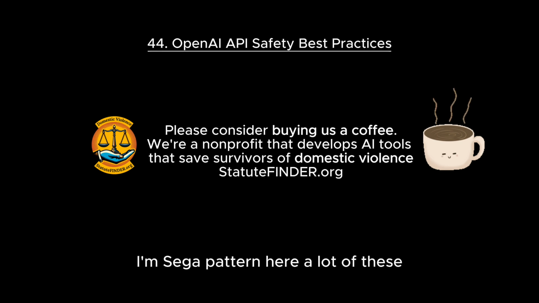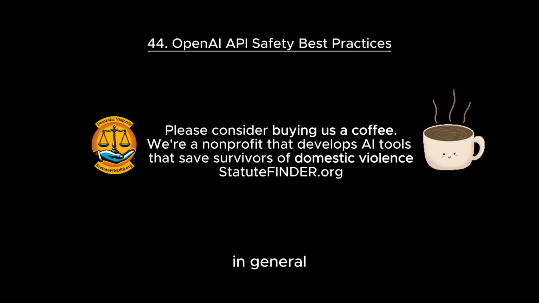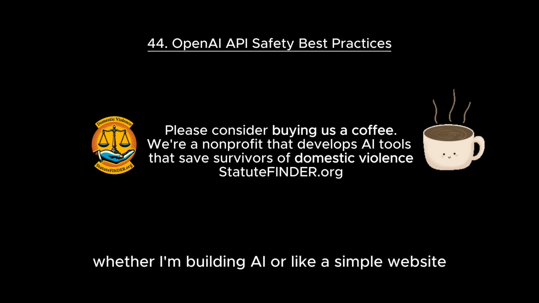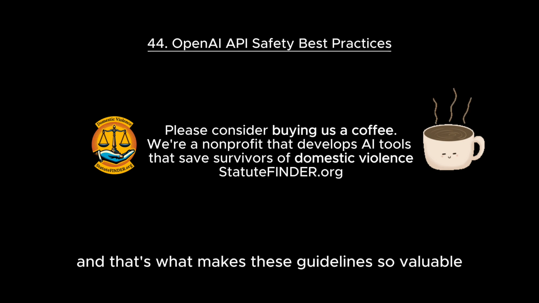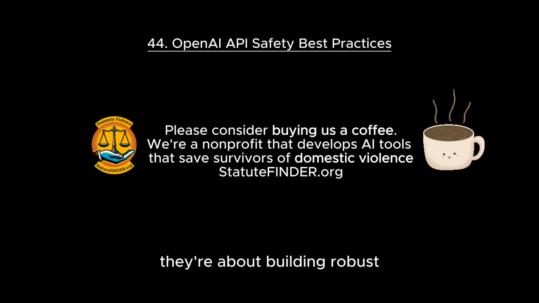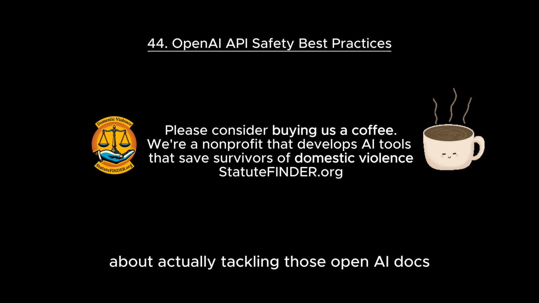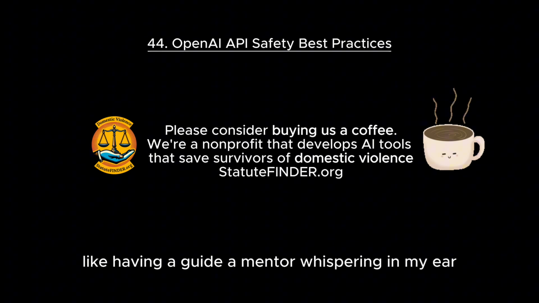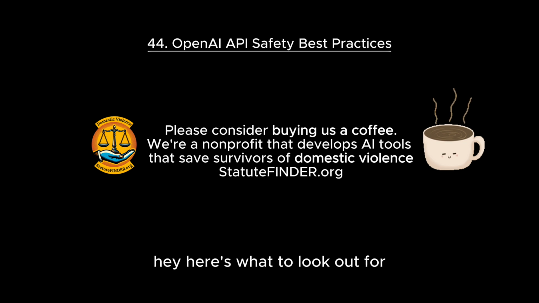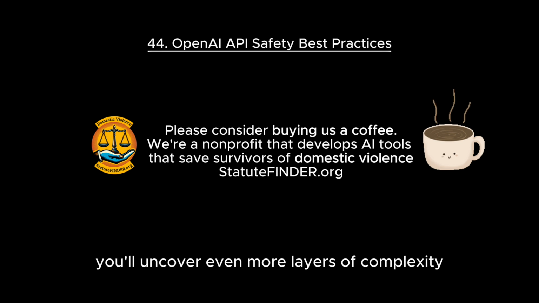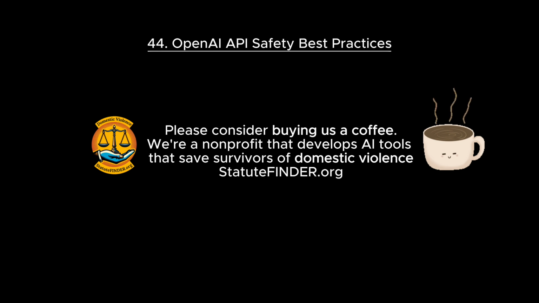I'm seeing a pattern here. A lot of these safety best practices are actually just good development practices in general, whether I'm building AI or a simple website. You're absolutely right, and that's what makes these guidelines so valuable. They're not just about AI, they're about building robust, user-centered applications. This is all making me feel so much more confident about actually tackling those OpenAI docs. It's like having a guide, a mentor, whispering in my ear, here's what to look out for, and here's how to think about this. And that's just the beginning. As you progress, you'll uncover even more layers of complexity and nuance.